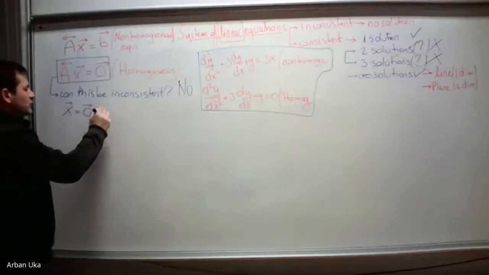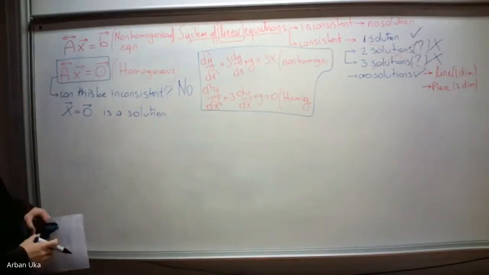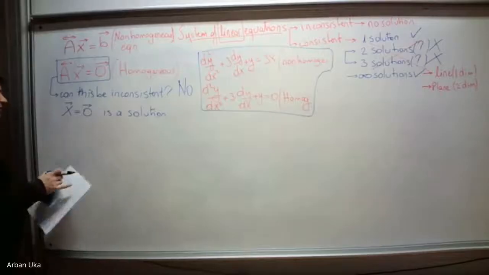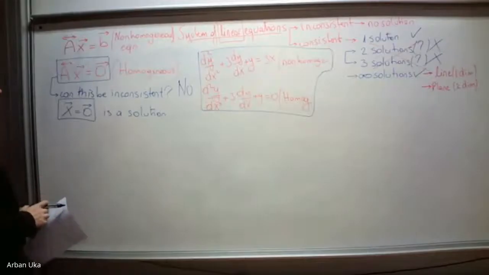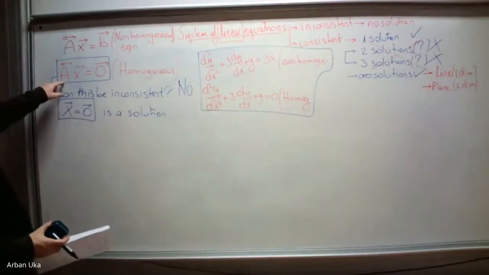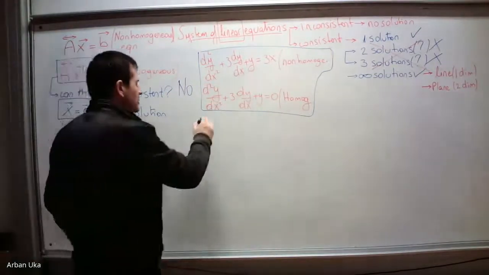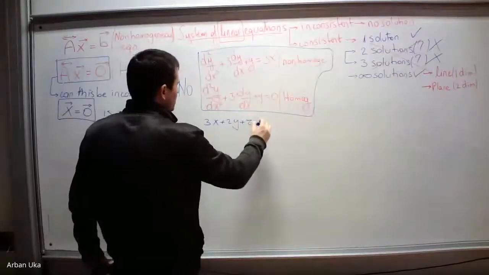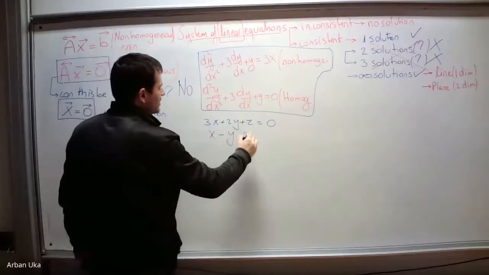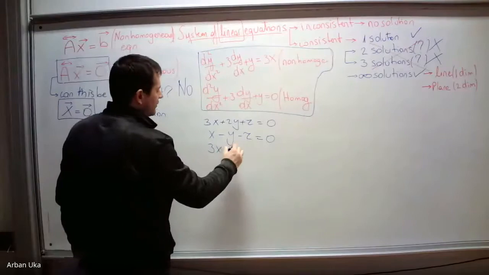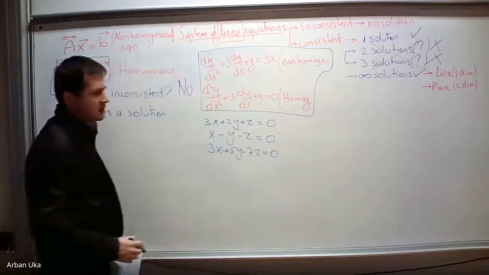X is 0. In fact, this is one solution. So this is a solution, which means that this can never be inconsistent, because we can have, for example, the equations 3x plus 2y plus z, x minus y minus z, 3x plus 5y minus z, and this is equal to 0.